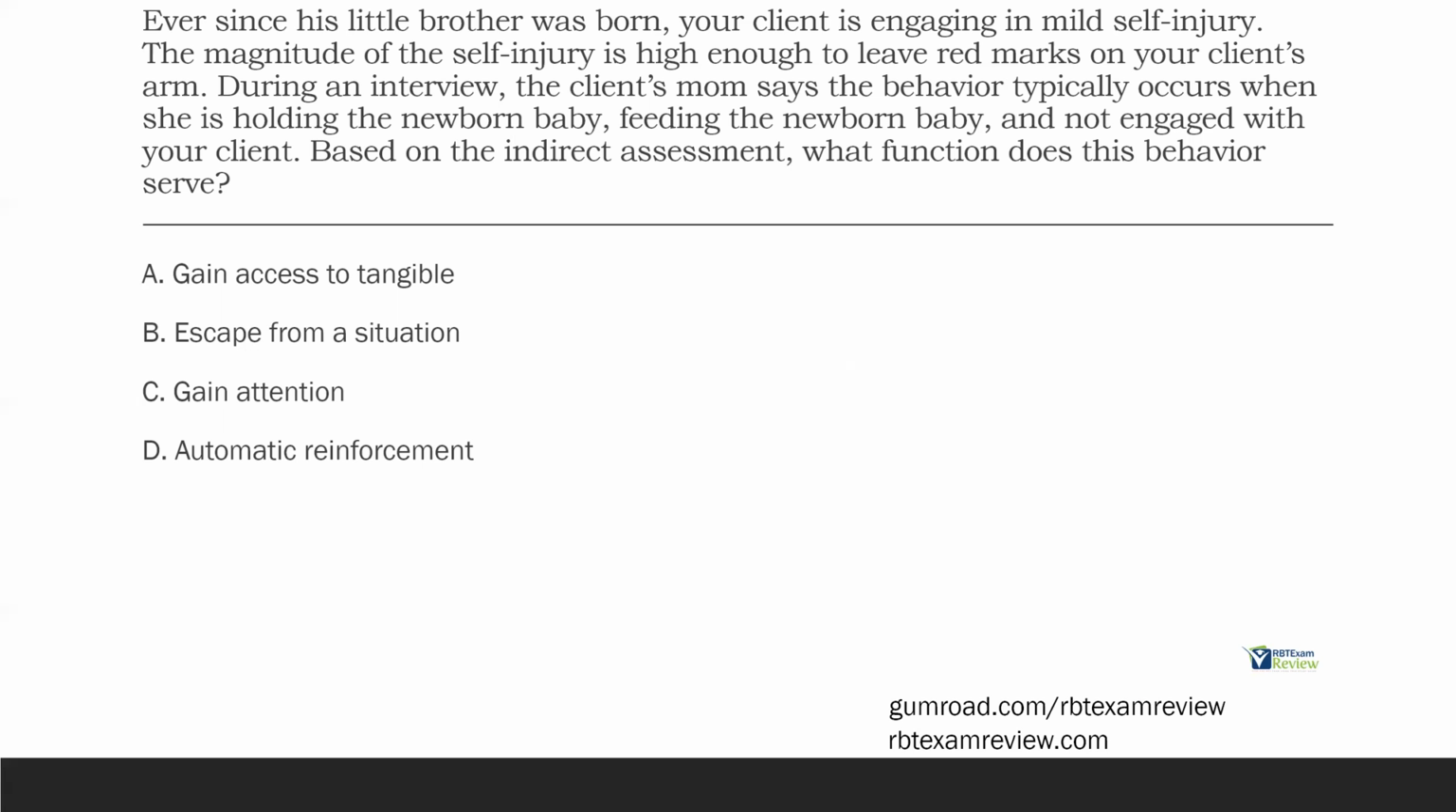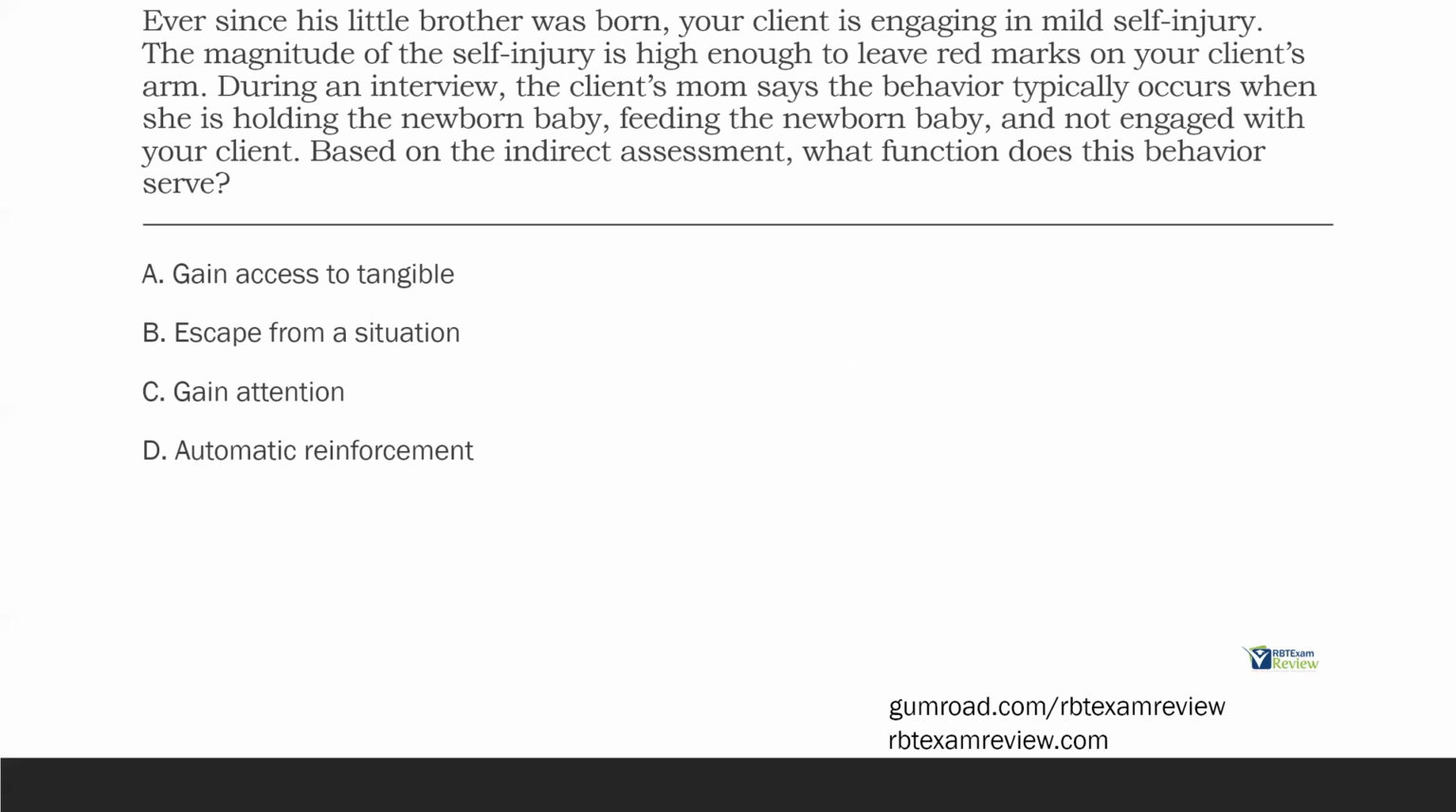What about B, escape from a situation? Is the client trying to escape from anything? Well, he's not even engaged in this scenario, so he can't be escaping from anything. What about gaining attention? Yes, right? The obvious choice here, we always want to go with the simplest solution first, is gaining attention. The newborn baby is getting all this new attention. Client is not engaged with, so he's acting out with self-injury. Mom reacts, gives him attention, and therefore the function of the self-injury is most likely gaining attention.